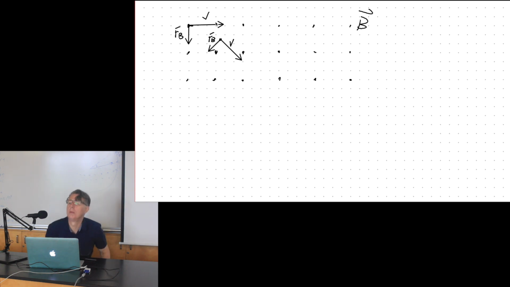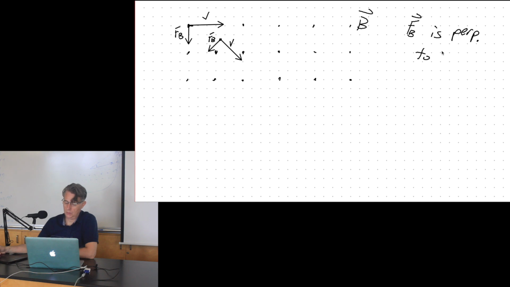Yes, and it's always perpendicular to the velocity. I should have mentioned that. That was the thing I forgot to mention as well. The force is always perpendicular to B and V. So the force F, because it's three-dimensional, is perpendicular to B and V at the same time.